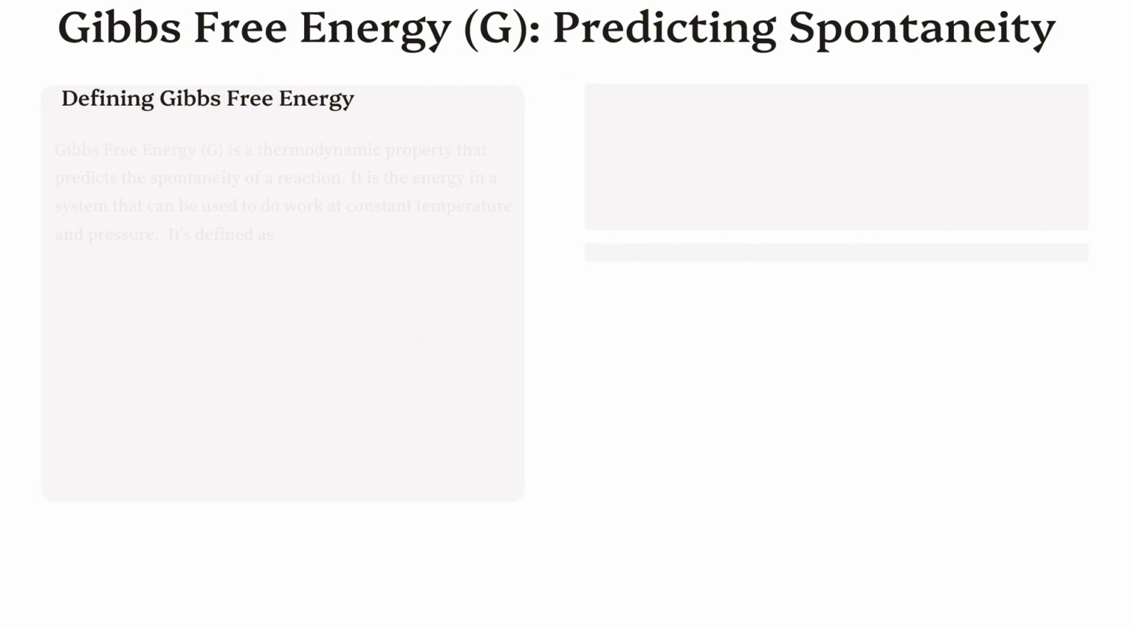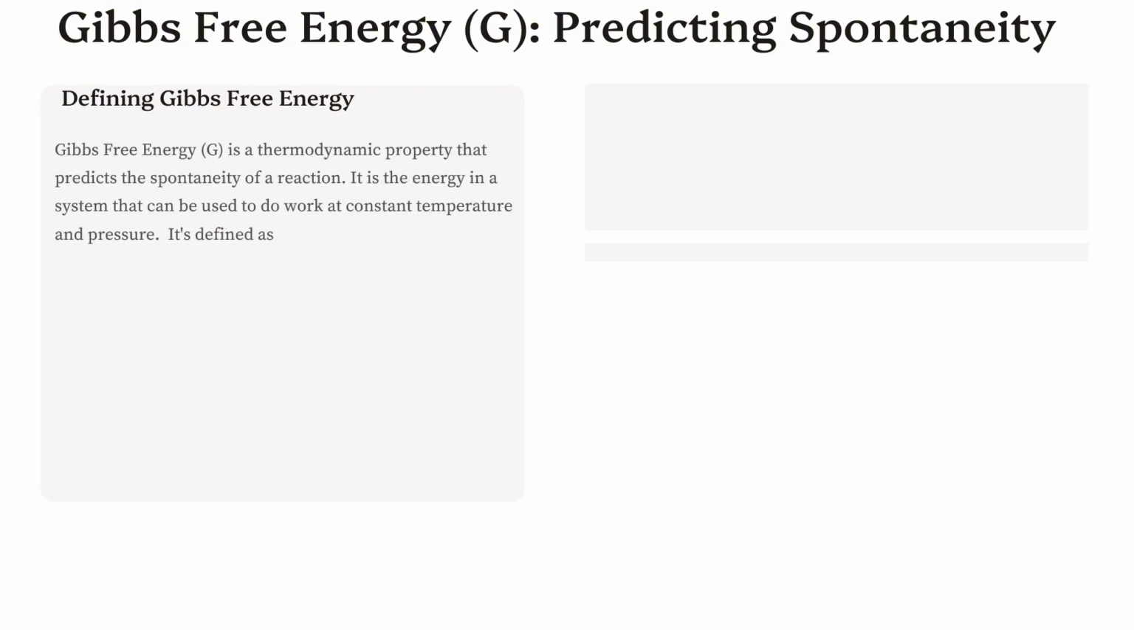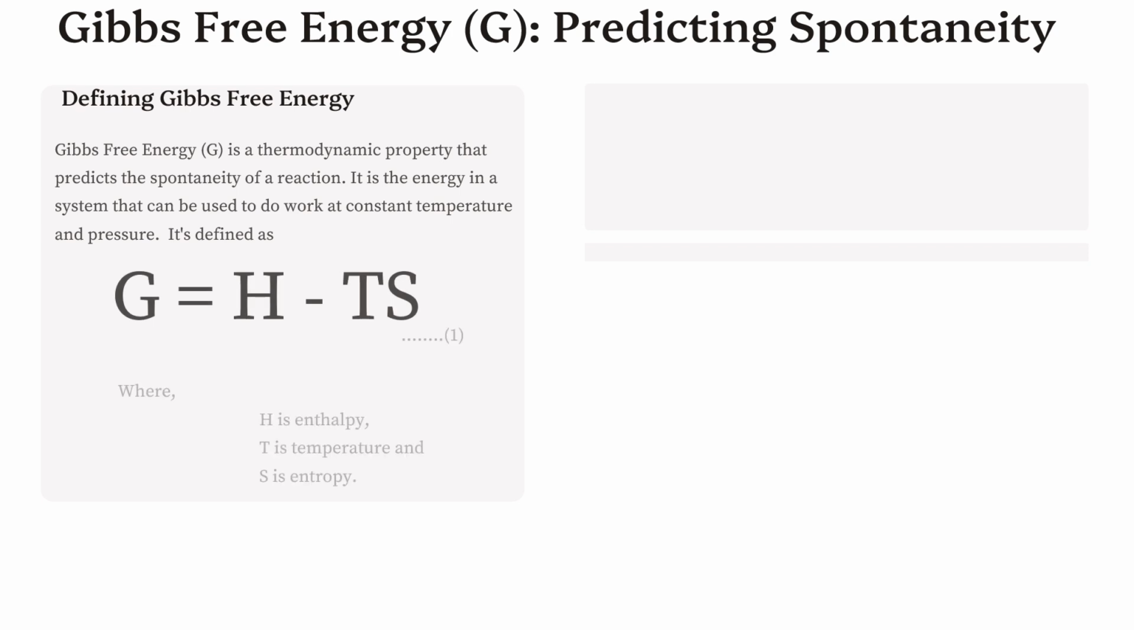Gibbs free energy is a thermodynamic property that predicts the spontaneity of a reaction. It is the energy in a system that can be used to do work at a constant temperature and pressure. It is defined as G equals H minus TS, where H refers to enthalpy, T refers to temperature, and S is entropy. Now, what is the criteria for spontaneity and how is G involved in it?